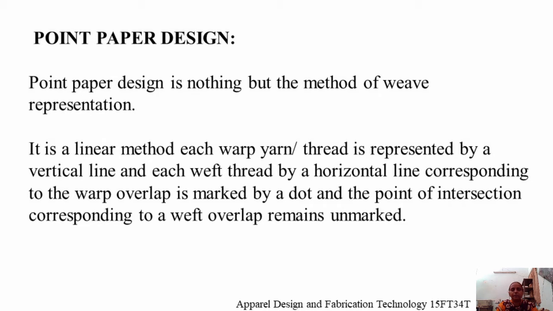You are drawing the rows and the columns. Horizontal lines indicate the weft yarns, and the vertical lines, which are parallel to the selvage as already discussed, are the warp yarns. So point paper design is the linear method of weave representation. Here the warp yarn is represented by a vertical line and the weft yarn by a horizontal line.